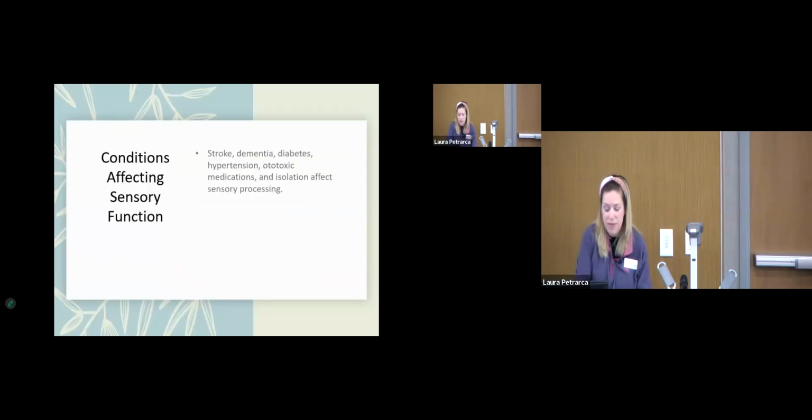All right, so conditions affecting sensory function: age, stroke, dementia, diabetes because of neuropathy, hypertension, ototoxic medications, which we've discussed a little bit, and isolation affects sensory perception and processing. And just a quick note here, and you might want to remember this: social isolation can lead to depression. So remember to increase their socialization and promote their independence. Those are very important.